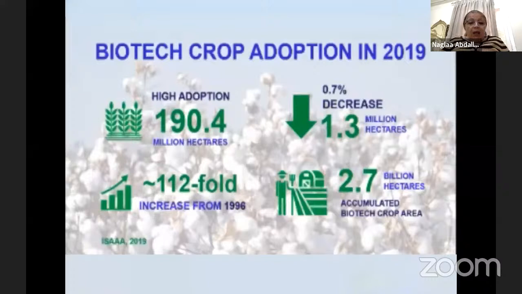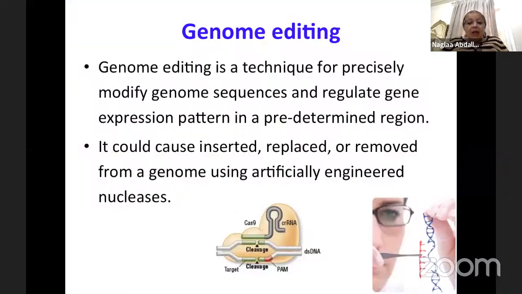Of course, we have increased from the start year when they started to commercialize the genetically modified plants. We can see that there is an increase in the cultivated area, about 2.7 billion hectares since 1996. The second and the most applicable technique right now is genome editing. So what is genome editing? Genome editing is a very precise technique to modify the sequence of the huge genome. We can choose a specific nucleotide in the genome to modify this sequence and to regulate the gene expression pattern.